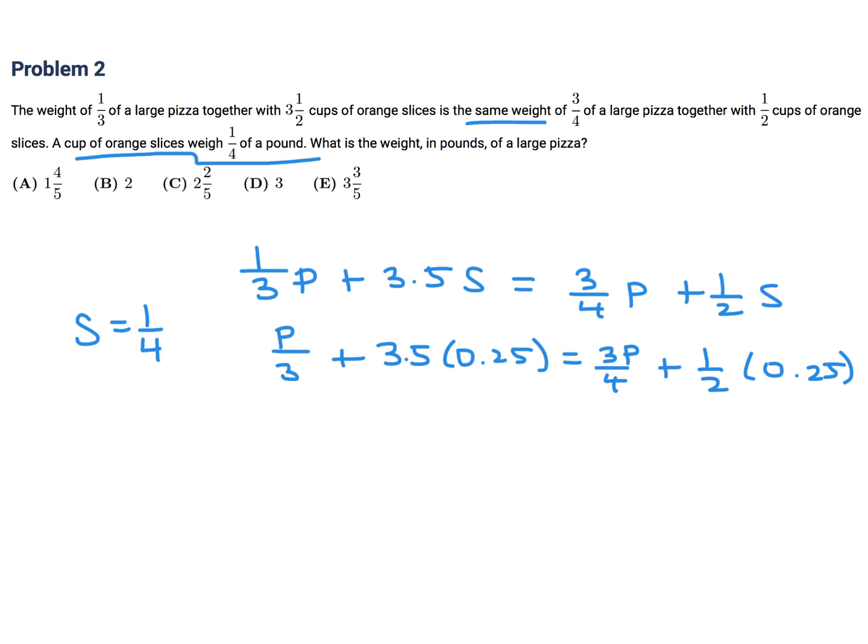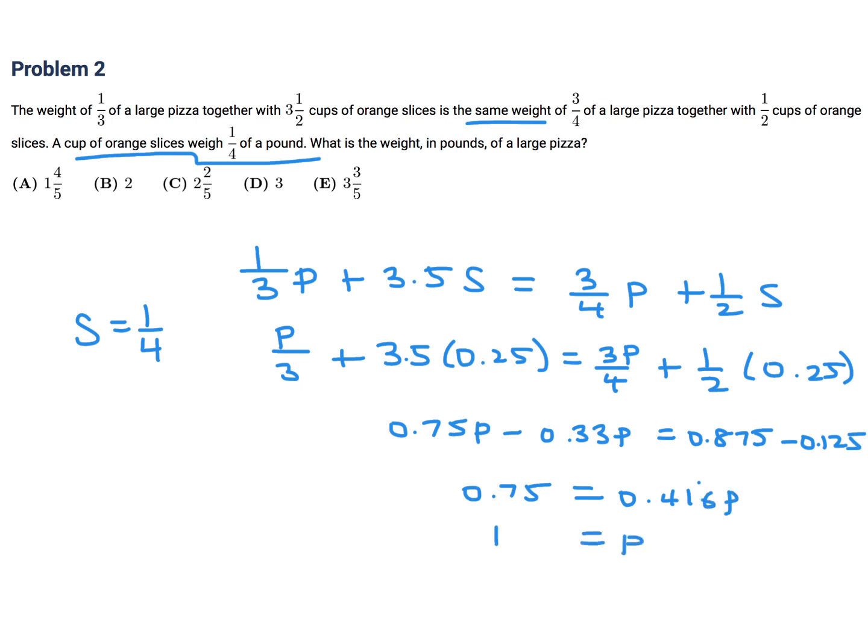So when you do this math, you get 0.75p minus 0.33p is equal to 0.875 minus 0.125, and therefore 0.75 will be equal to 0.416 repeating p, and therefore p will be 1.8. And 1.8 is the equivalent of which one of these? A, I believe. Yeah. So A is the answer to this question.